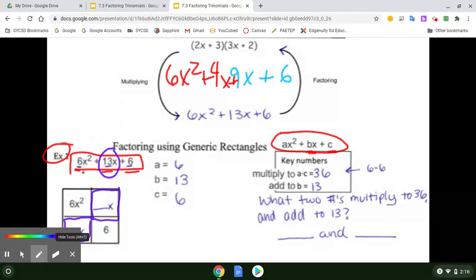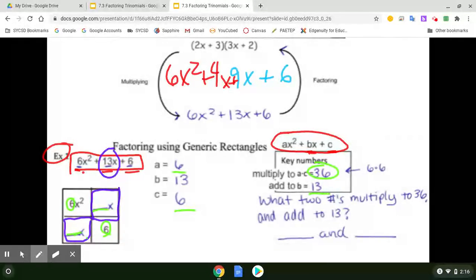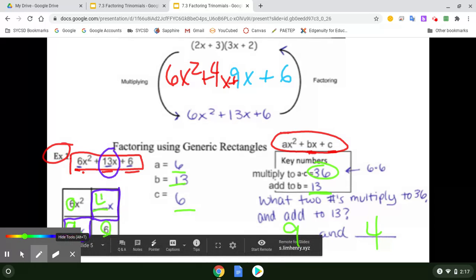So a pattern that emerges is that the diagonals of this rectangle will always multiply to the same thing. So we can take this 6 and this 6, which are just a and c, and multiply them to tell us that our key numbers here and here also multiply to get 36. But we know that these two numbers also have to add to get 13, which is just the value of b. So those two numbers are 9 and 4, making the rest of this rectangle 9x and 4x.